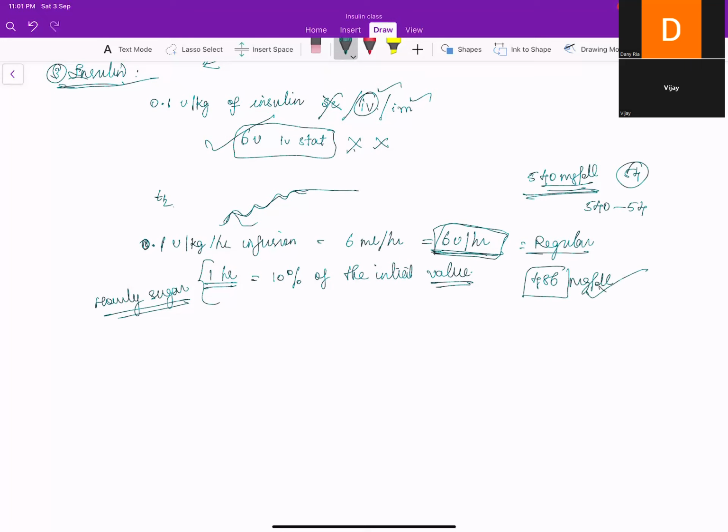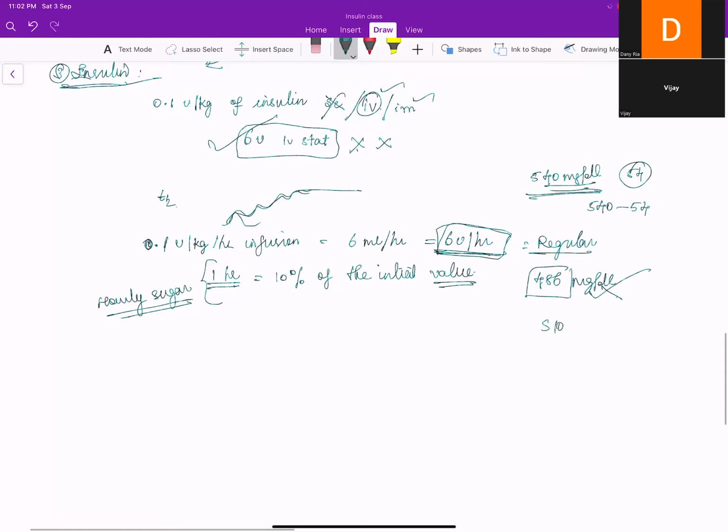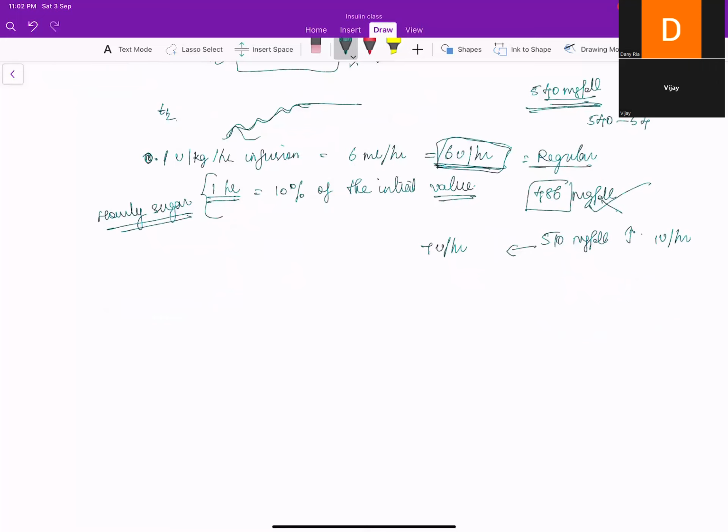Suppose the value is not this much, it is still 510. So the fall is not as expected. You have to increase the insulin by 1 unit per hour. Initially you were giving 6 units per hour. The sugar is 510. In that case, you have to make this 7 units per hour. Again, continue for 1 hour. Repeat the same. Fall should be 10%. So 10% of 510 will be 51. So around 460 should be the sugar. If it has fallen, continue at the same rate.